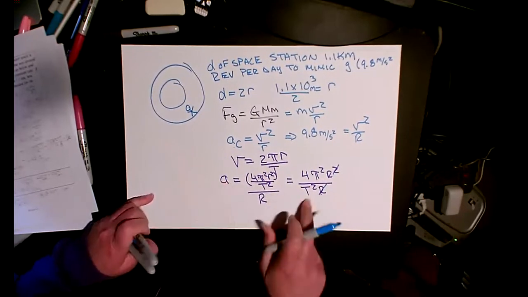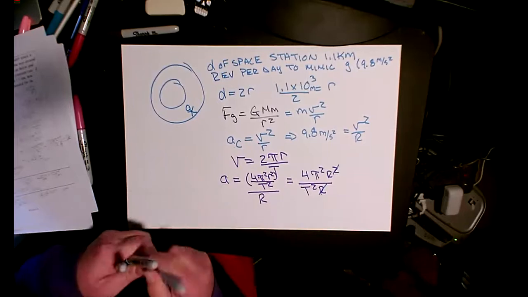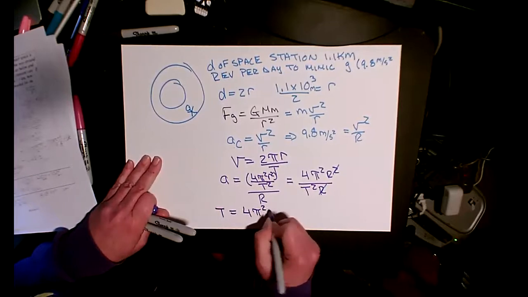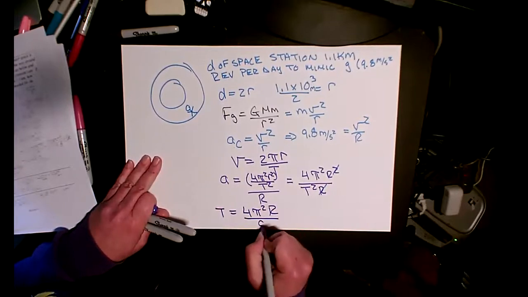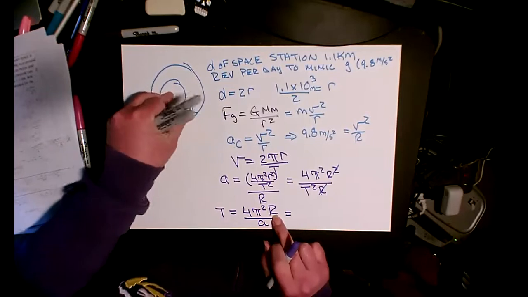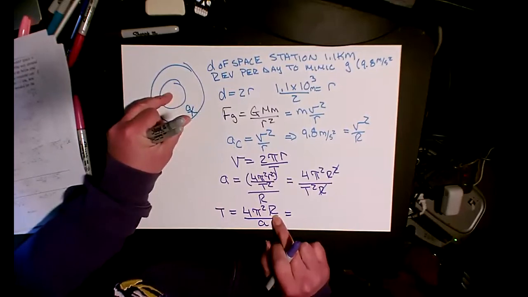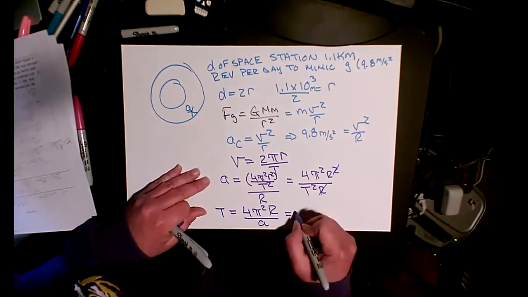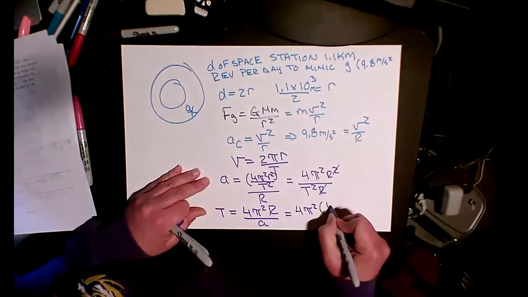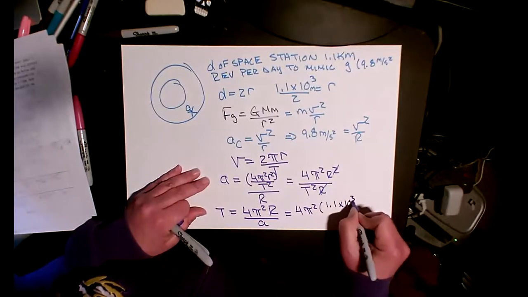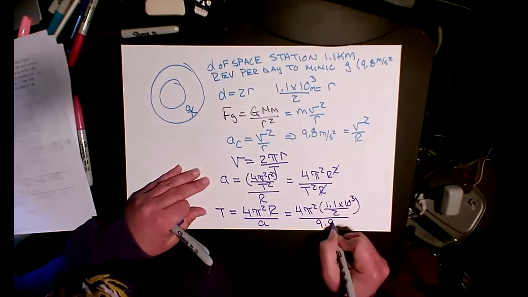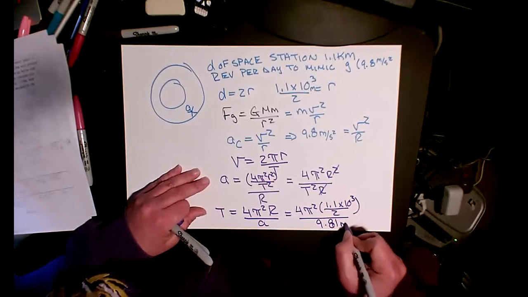I have a, I want t, so I'm going to move t to the other side. So I get t equals 4 pi squared r divided by a. Here, this r is the radius of rotation. We're trying to mimic gravity using this rotating thing. So I can put my numbers in here: 4 pi squared times this r, which is 1.1 times 10 to the 3rd divided by 2, all of that divided by a. We want that to be 9.81 meters per second squared.